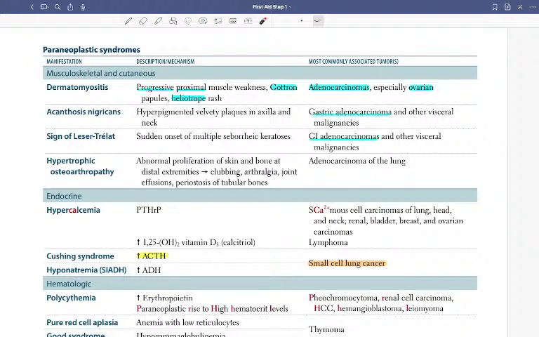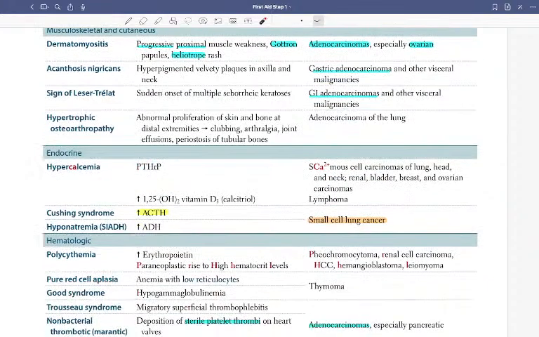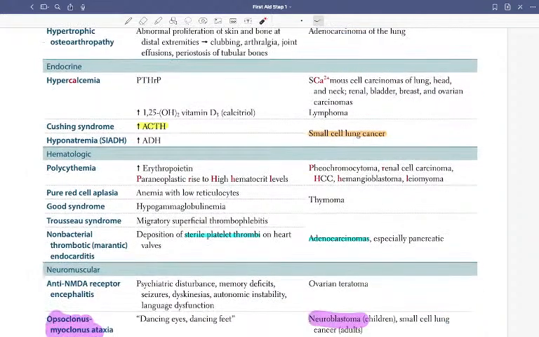PTHrP is important. PTHrP mimics hypercalcemia in squamous cell carcinoma of lung, head, renal, ovarian, bladder. ACTH, ADH, lots of endocrine stuff in small cell carcinoma. Squamous cell is PTHrP. This is the most significant. In squamous you'll get PTHrP, but the rest everything is present in small cell. ACTH, ADH, increased ACTH, increased ADH, increased 1,25-OH2 vitamin D3, calcitriol.